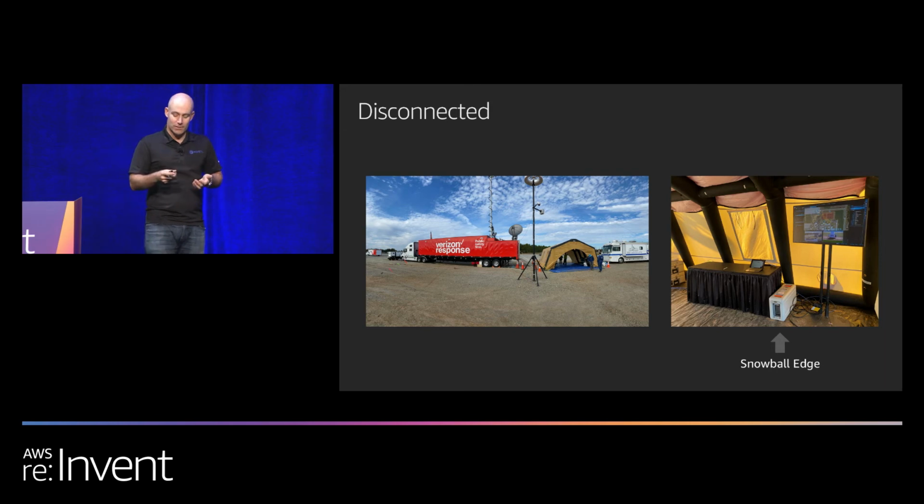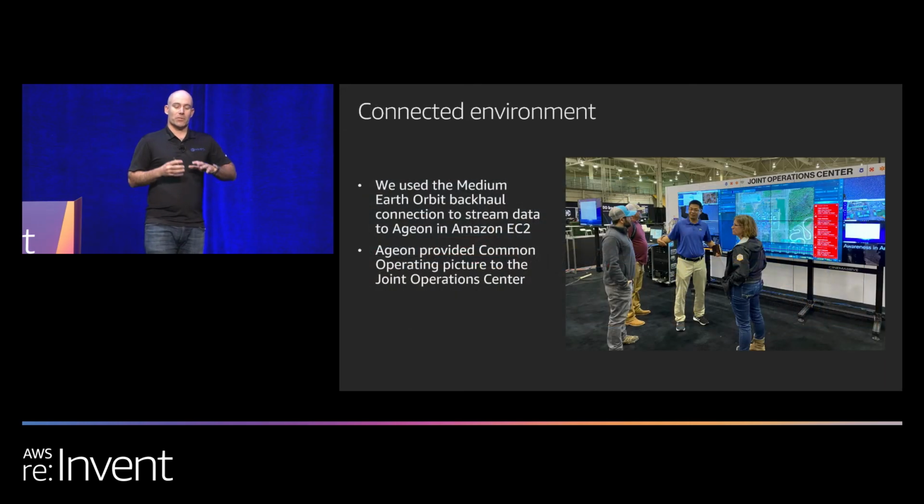Now, when the backhaul did come in, we were able to send the data up to an instance of AGION hosted in EC2, US East, and we were able to bring that application up at the conference building about a mile away at the Joint Operations Center. So if there is central control over disaster response, which there typically is, we can show all of these different pieces of data on that map in one place.